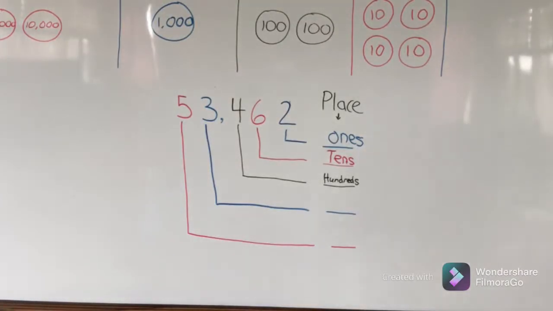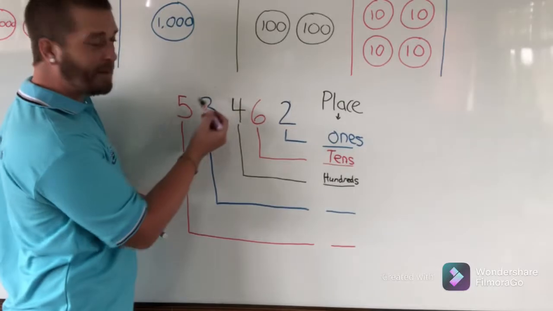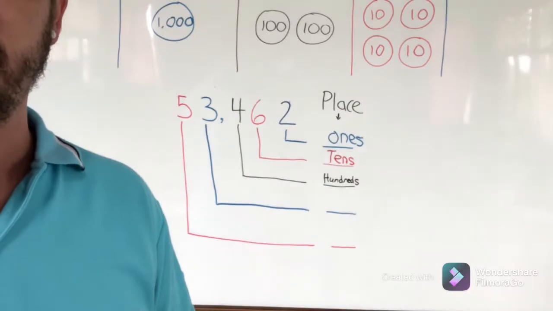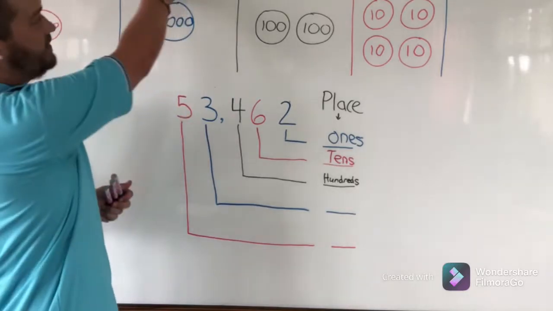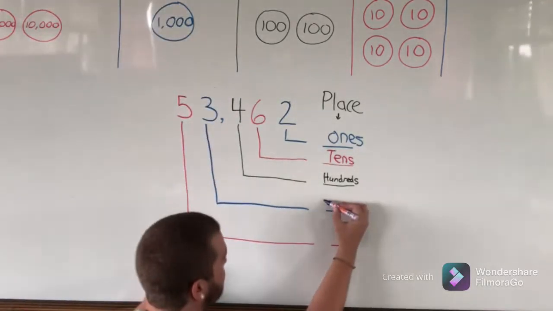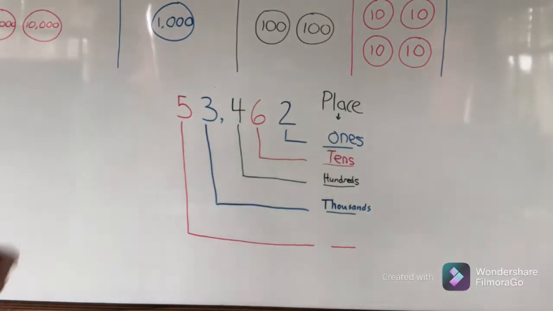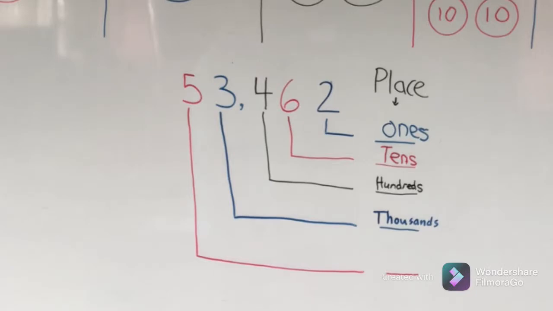Let's look at the next one. The next one is the number 3. So we have 1, 2, 3, 4 places over. What place is the 3 in? Well, if you said thousands, then you'd be correct. Okay? And then lastly, we have our big number. Right now, we're only dealing with tens of thousands. What do you think the 5 place value is? 10,000.